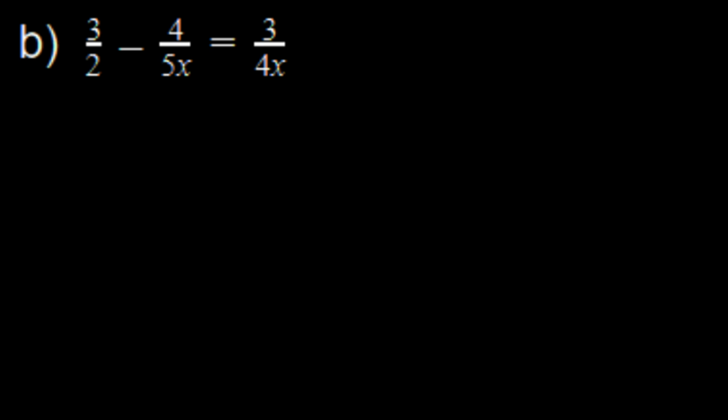So we get common denominators. What am I going to multiply 3 halves by? 5x. Both the top and the bottom. And what am I going to multiply 4 over 5x? 2. So my denominator is going to become what? 10x. And then I have a 5x times 3, which is minus, what's 4 times 2? 8. So we just have 15x minus 8.